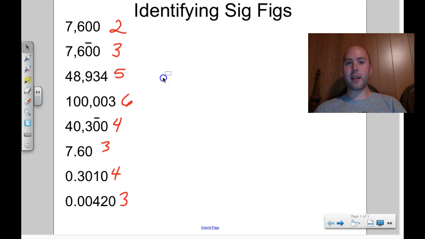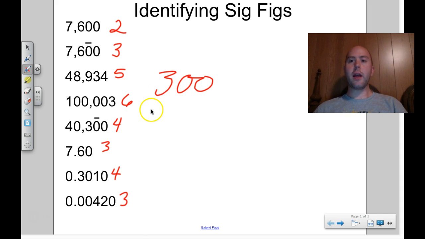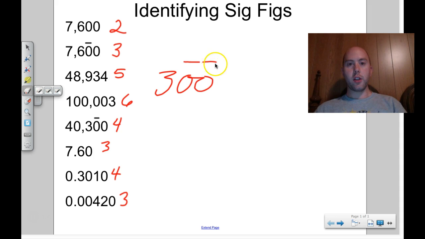Like, for example, if I say, hey, you have the number 300. How many sig figs? Oh, there's 1. If I said, make it 2 sig figs, you'd be like this. Oh, boom, bar over that 0. Boom, sig fig. If I said, make it 3 sig figs, do not do this. Do not put a bar over both zeros. You only need the bar over the very last sig fig. That would make 3 sig figs because this is a non-zero, this 0 has a bar over it, and this 0 is in between sig figs.